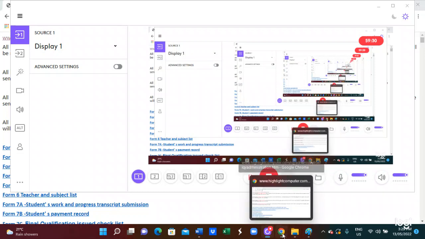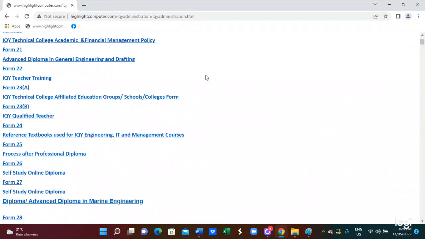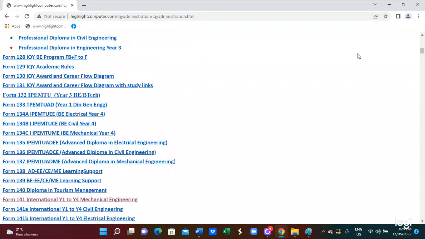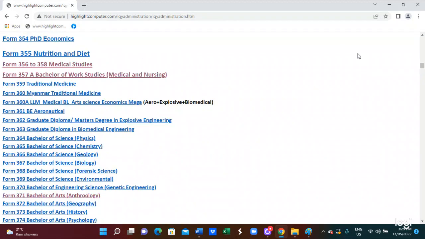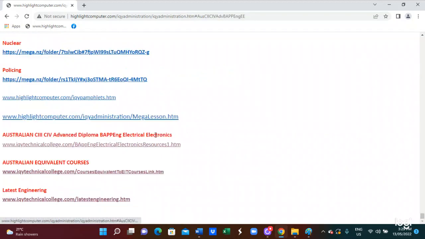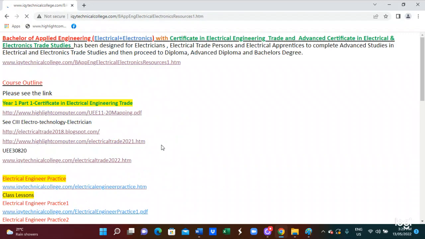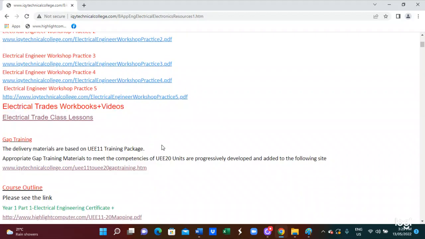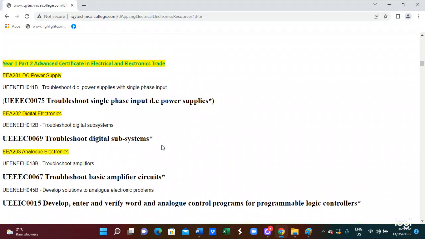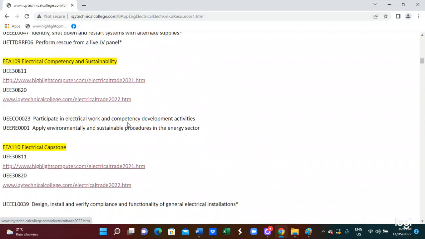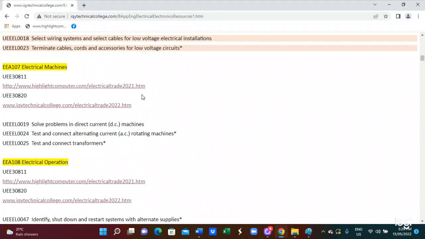Now we continue with the Advanced Diploma. That will be the Bachelor of Applied Engineering, Electrical Electronics, Resources 1.8. On the display, you can see the Electrical Diploma 2022. So, Electrical Diploma 2022.